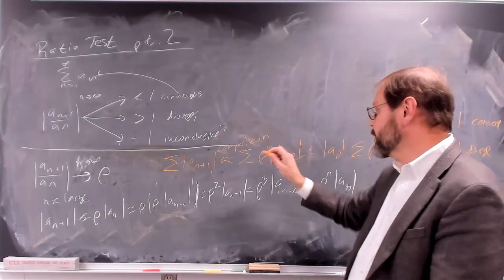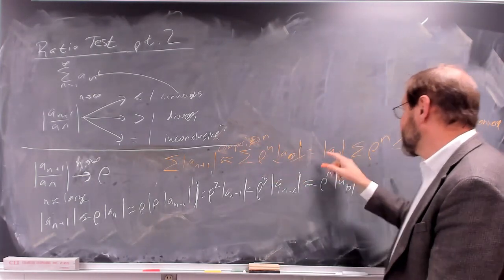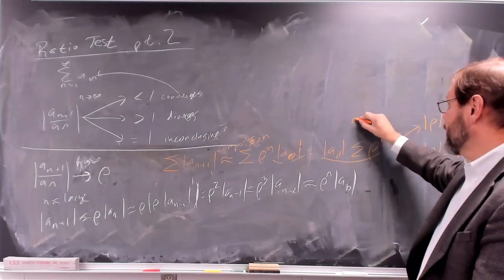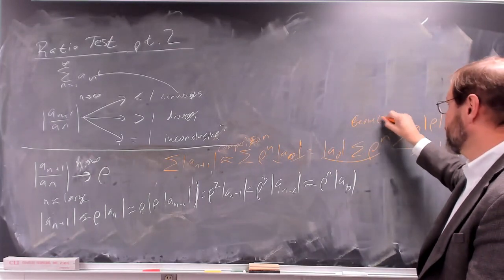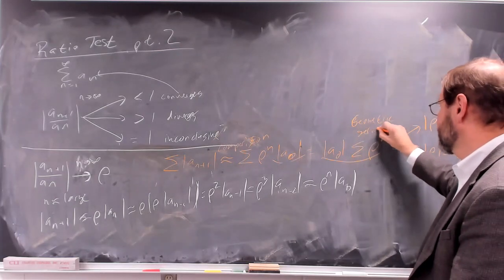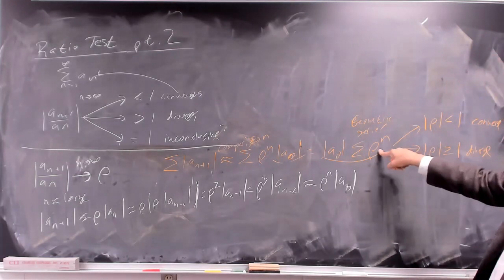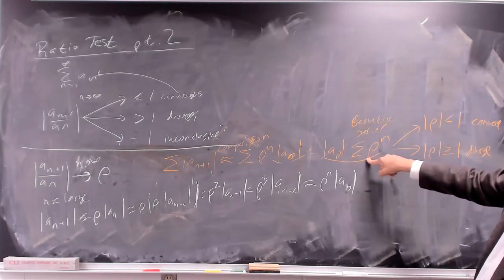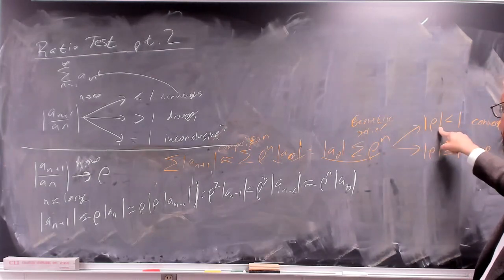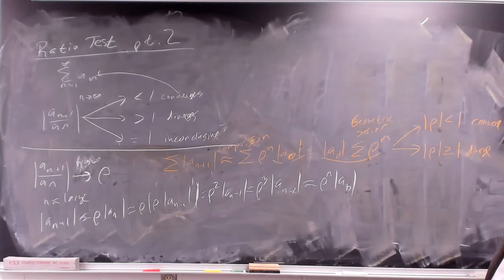Comparison, limit comparison test, right? Which basically looks like that, and then just as a geometric series here. Okay. And since it's a geometric series, I understand geometric series converges in this case and diverges in that case.